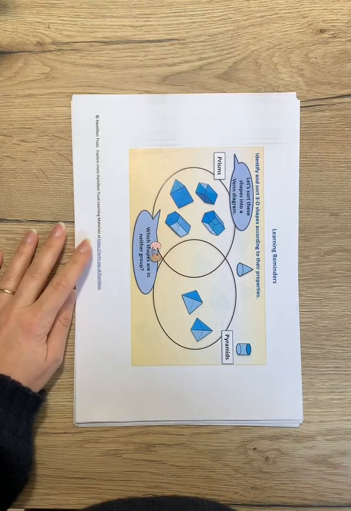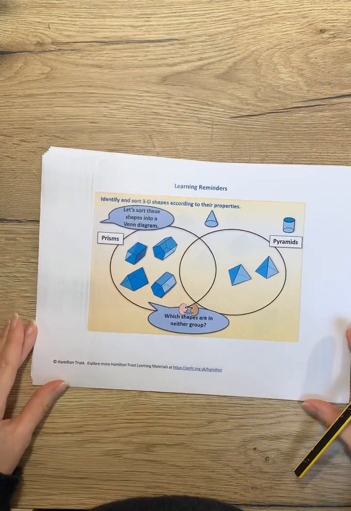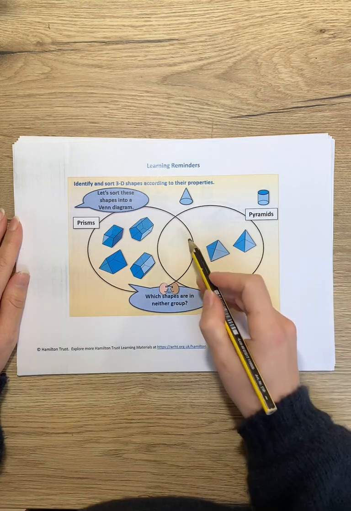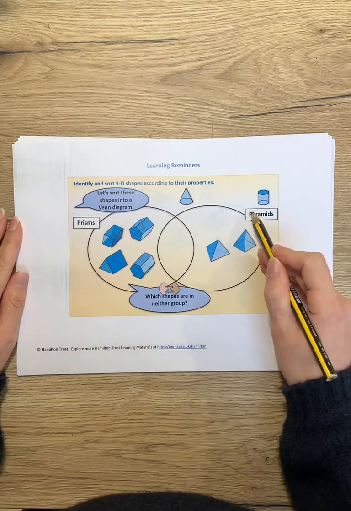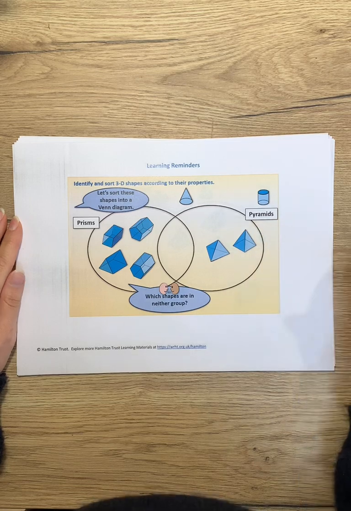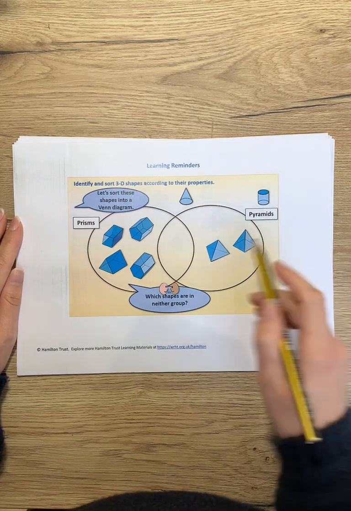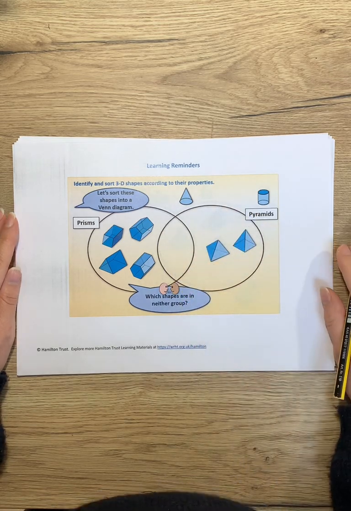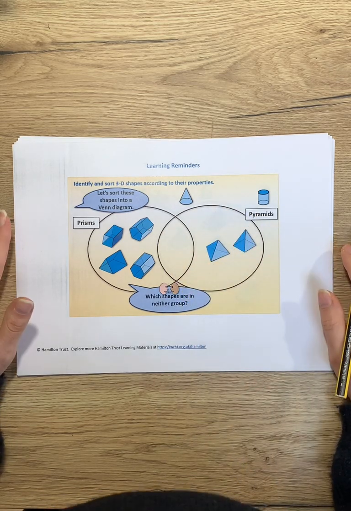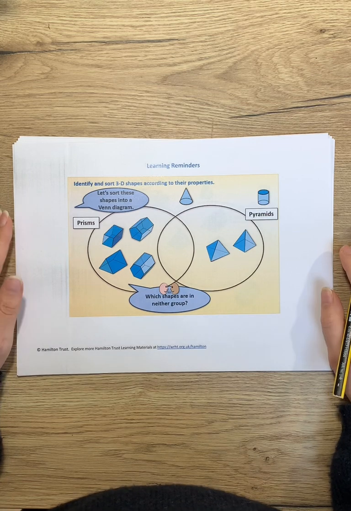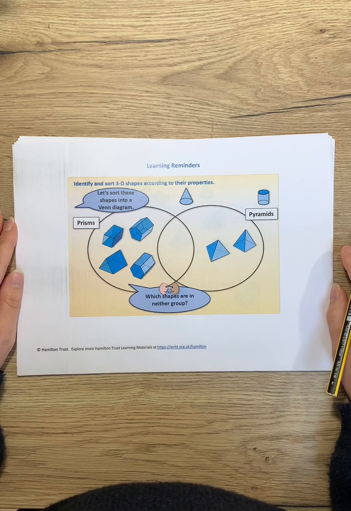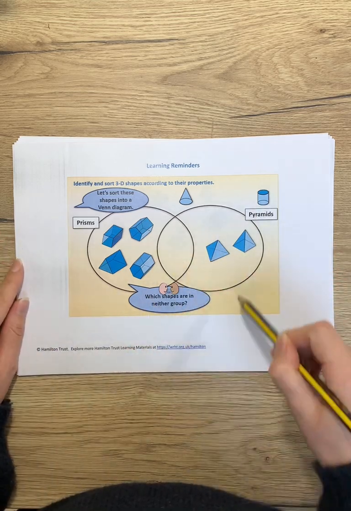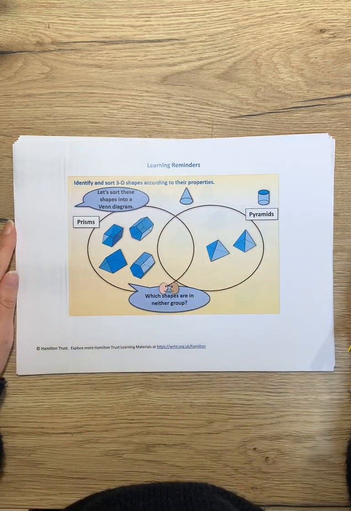So we're going to be looking at sorting shapes today, and you will notice straight away on this learning reminder that there is a particular way that these 3D shapes have been sorted. Is there anybody who can remember what this is called? Well done if you said a Venn diagram. So a Venn diagram is a way we can use to sort things into different groups. Sometimes we can sort between 2 or 3 groups. Sometimes we can have more circles and sort between lots and lots of different categories.